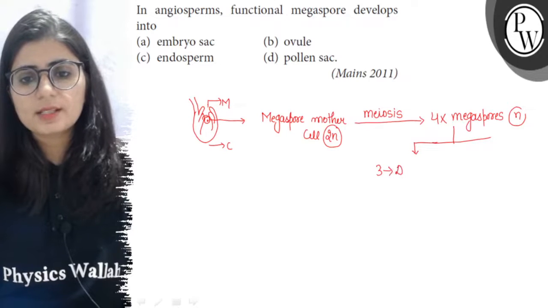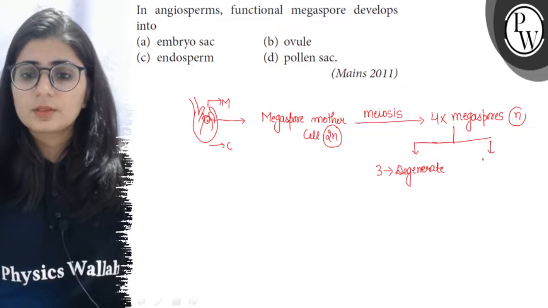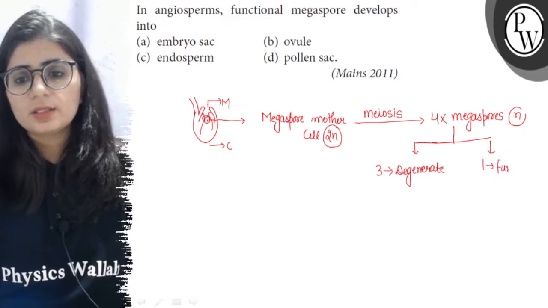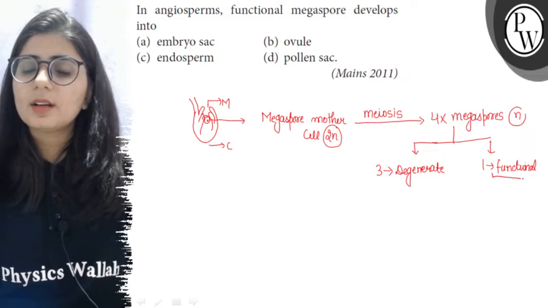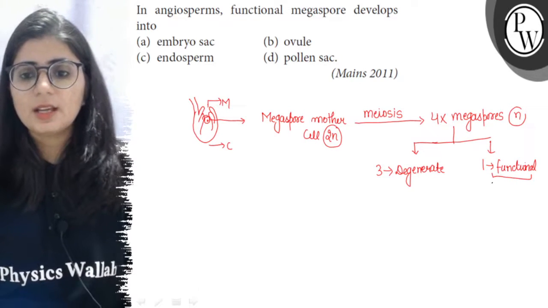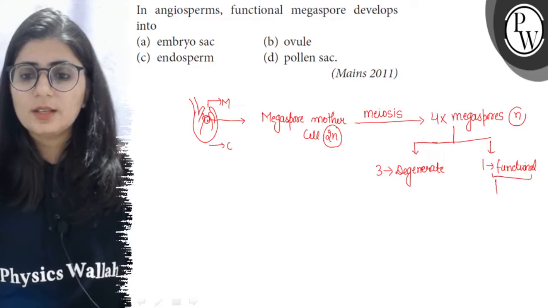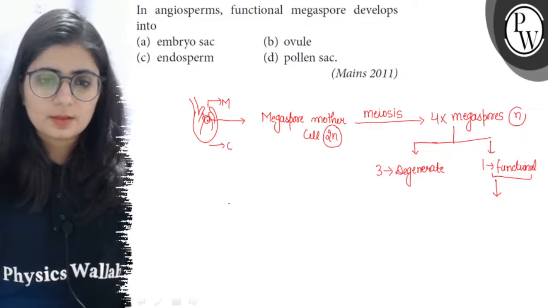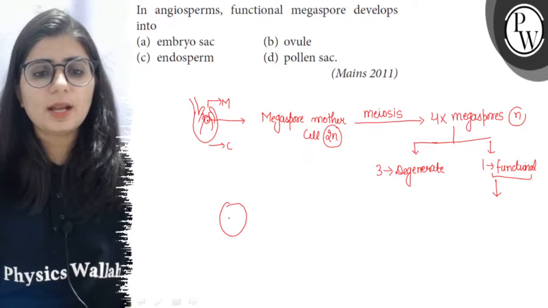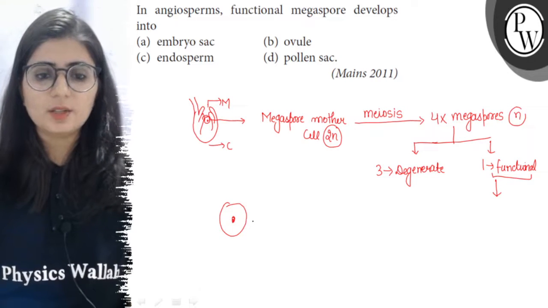So 3 get degenerated, while the one remains functional. Now this functional megaspore further undergoes several changes, and ultimately it develops into an embryo sac, or the female gametophyte. So what happens? This is a functional megaspore. It is uninucleate. It has a single nucleus.